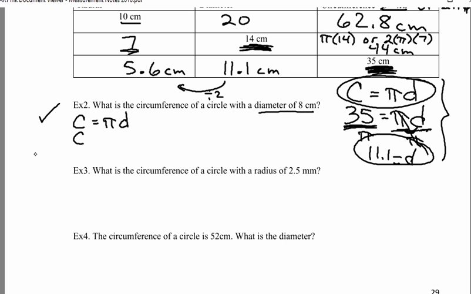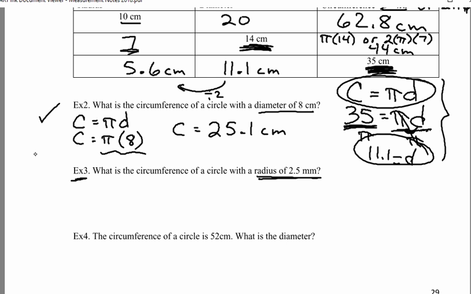Substitute in. Circumference is pi times 8. So we can just go pi times 8 on our calculator and get 25.1 centimeters. What is the circumference for the next one, a circle with a radius of 2.5?